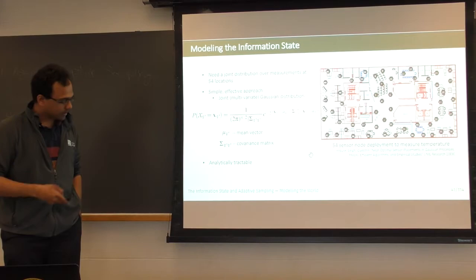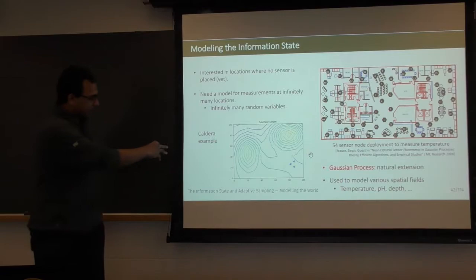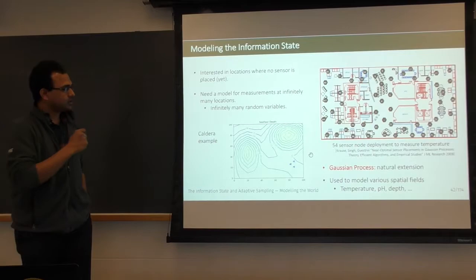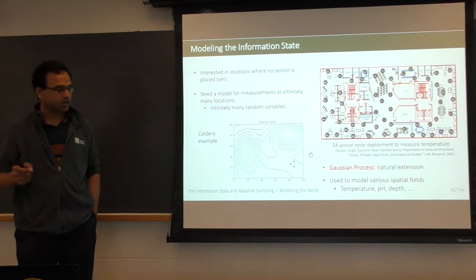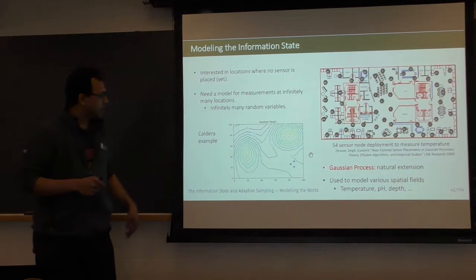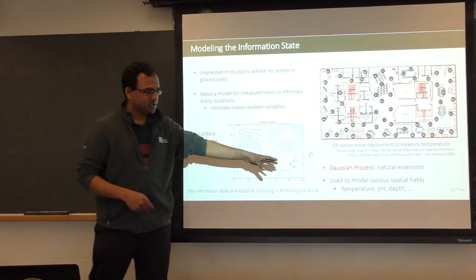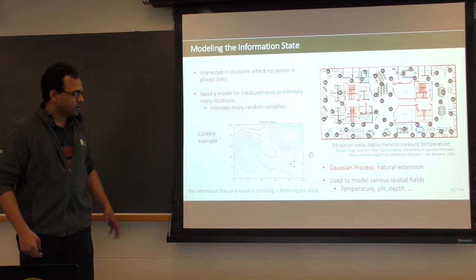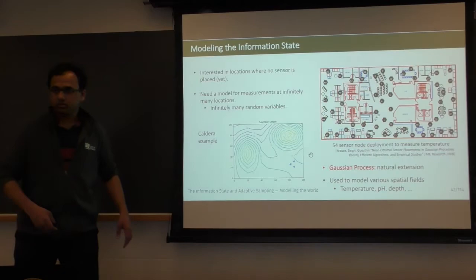But in our case, we have something like the caldera example where we want to sense depth. We're not just interested in measurements at some discretely placed sensor locations. We are also interested in locations where no sensor is placed yet. That is, we need a model for measurements at infinitely many locations, which means infinitely many random variables. A Gaussian process is a natural extension of the multivariate Gaussian distribution to do that, and it has been used to model various spatial fields like temperature, depth, concentration, and so on.